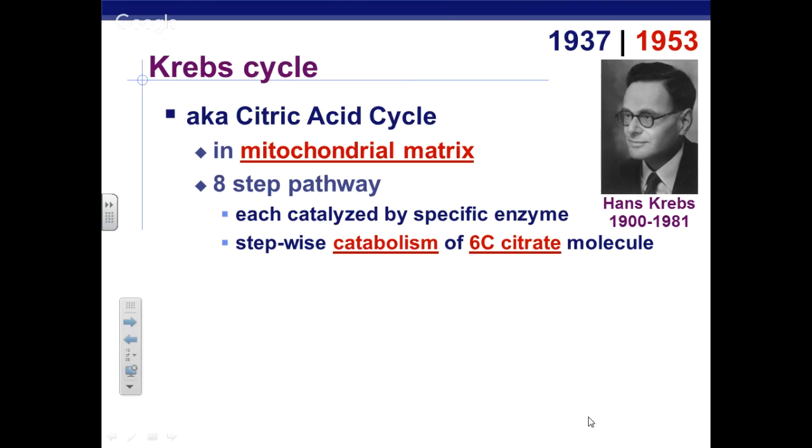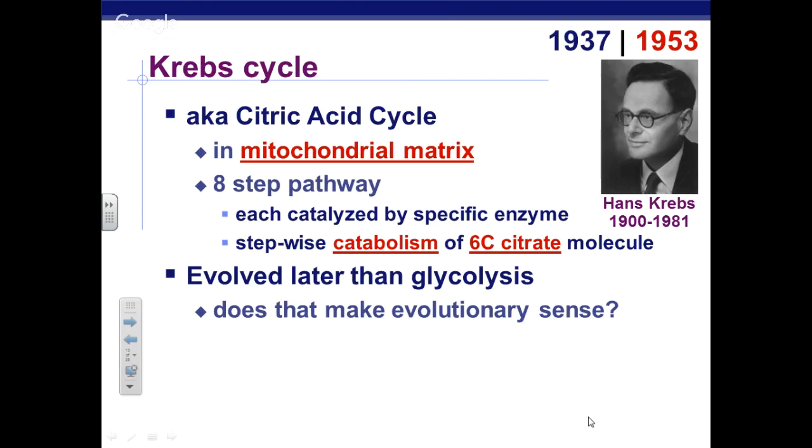We make a little bit of ATP here. It's really negligible. It's not a lot. But the major point, we make a ton of electron carriers. A ton. It evolved after glycolysis because it will not happen when there's no oxygen. There was no oxygen on the early Earth. So, yes, it makes sense.